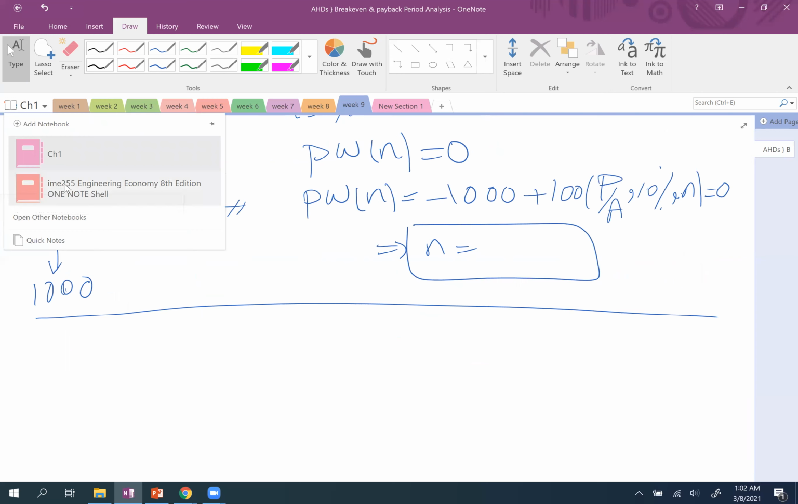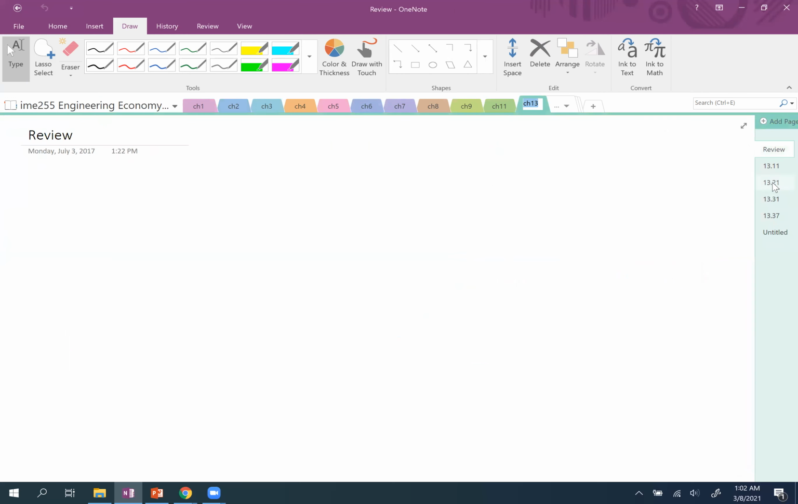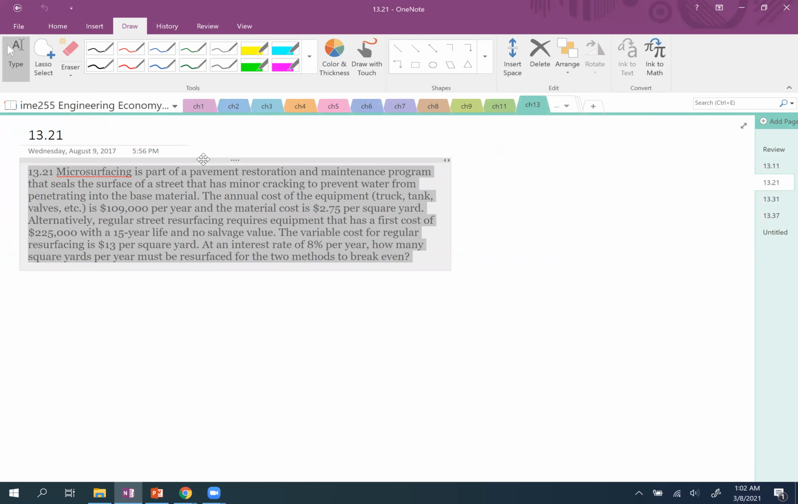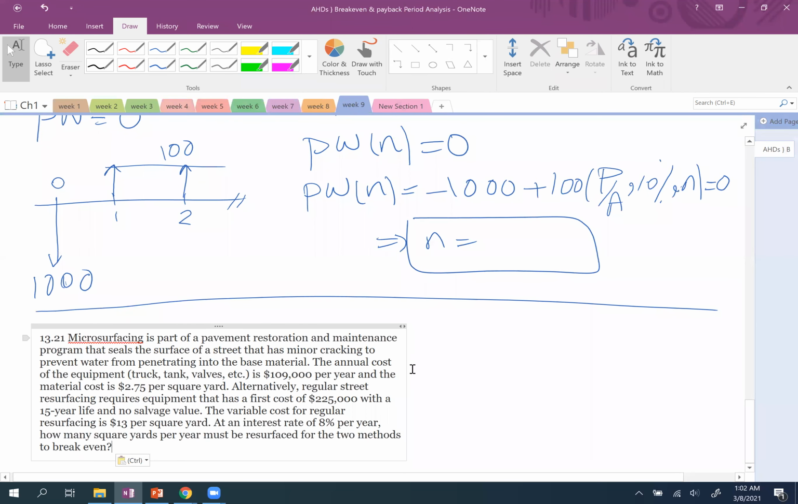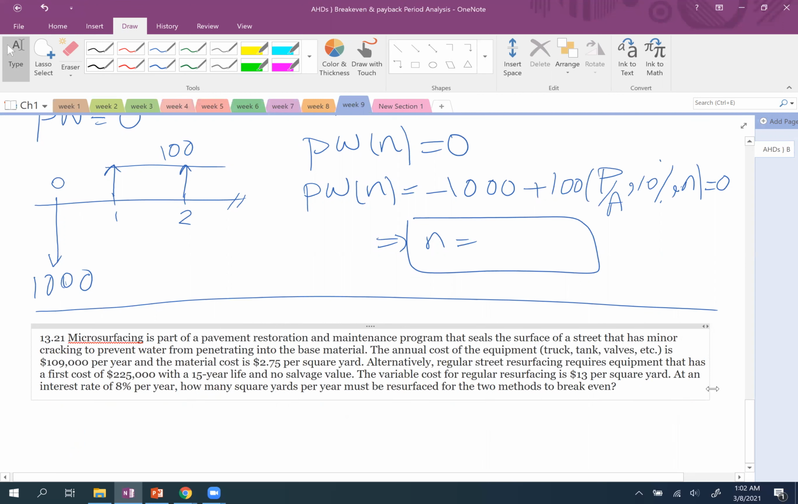Let's just look at one problem. Just look at problem 13.21. So I want you to read this problem first, and after you read this problem, pause the video for a couple of minutes until you're done reading this problem. Pause it until you're done solving this problem, and again continue watching this example.